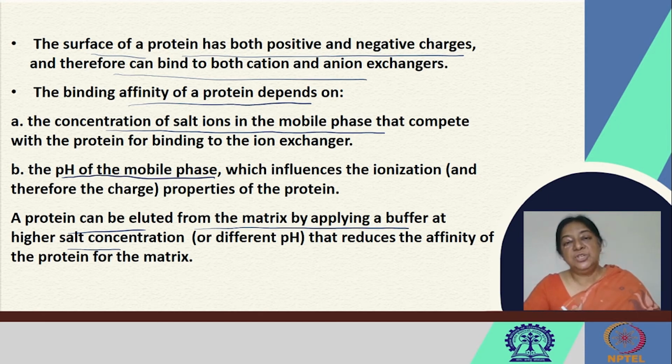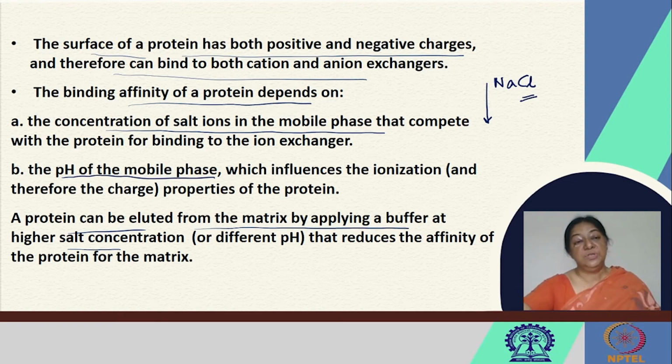In ion exchange chromatography, usually the ionic strength is increased. If we increase the ionic strength of the buffer that we are flowing through, for example, the concentration of NaCl, then if this is an anion exchange, Cl minus will bind to the beads and we will have the removal of the protein of interest.